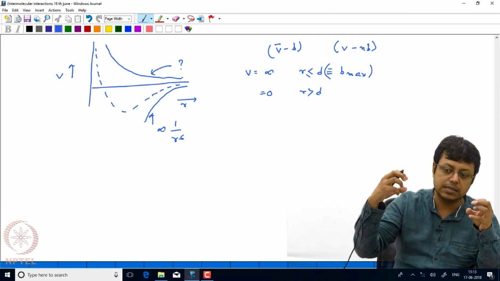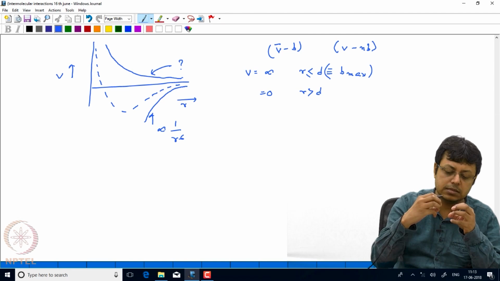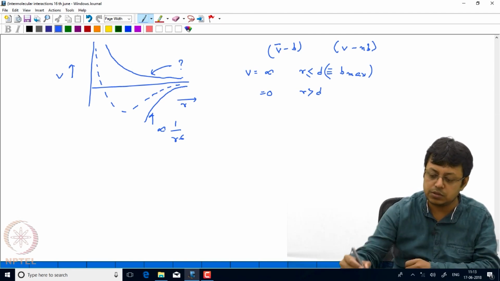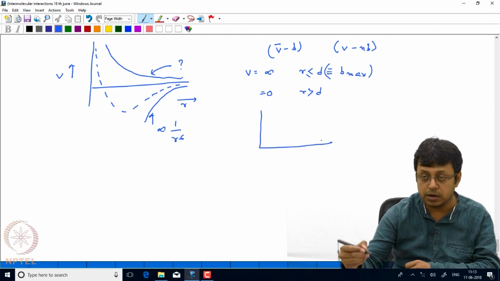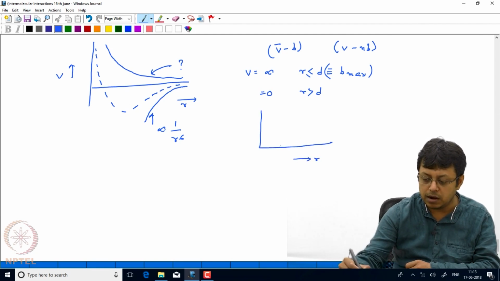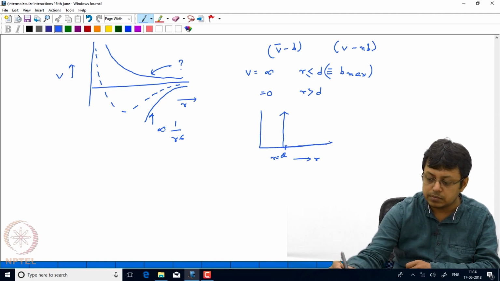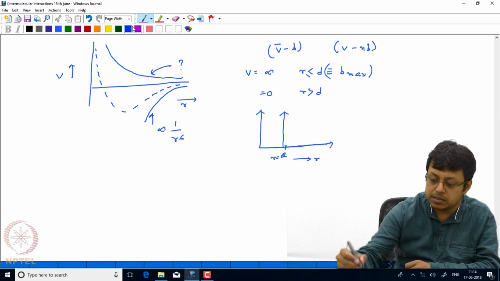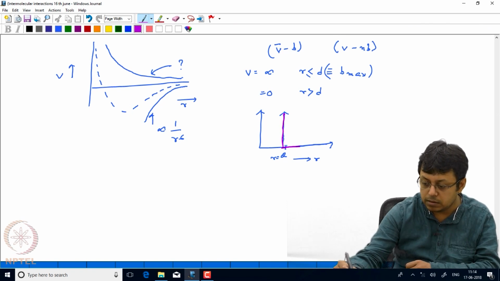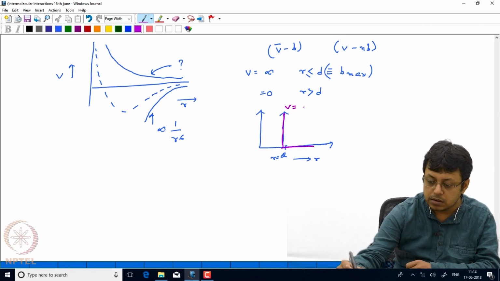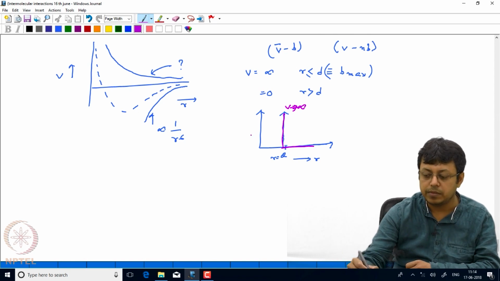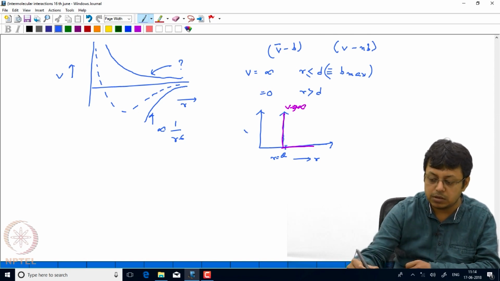So this model says that once I am coming like this, the moment we touch each other, we cannot encroach more, we cannot go any closer. So if we plot the hard sphere potential, which we already did earlier, as a function of r, the moment r is equal to d, the interaction potential goes to infinity, otherwise it is 0. So the plot will be something like this. So this is going to infinity, V is tending to infinity. So this is a V versus r plot for hard sphere.